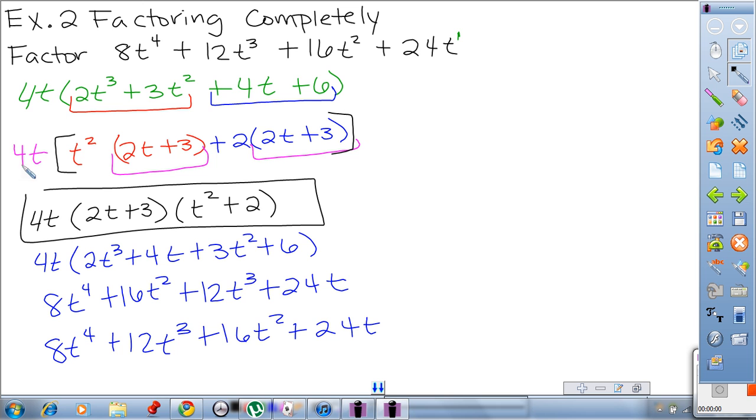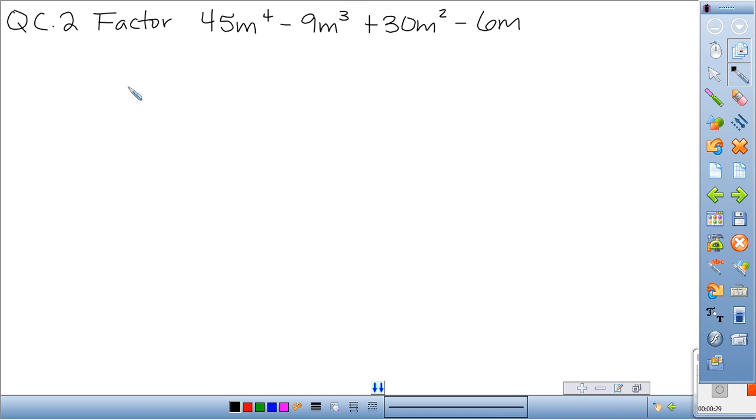So we had our 4t out here, but then the rest of it just went the same way as we did in example 1. And so that's what we're going to practice again. Looking at this 4-term polynomial, I notice again that I do have a GCF for all 4 of my terms. And anytime you have a GCF for all of your terms, you always want to pull it out. So looking at 45m to the 4th, 9m cubed, 30m squared, and 6m, I can see that I can pull out a 3m from all of my terms.